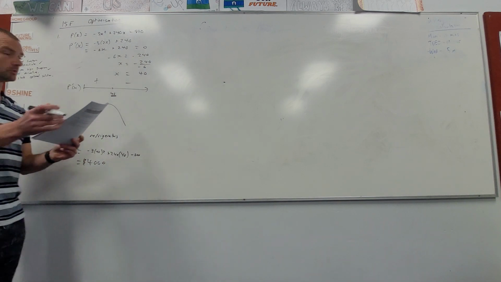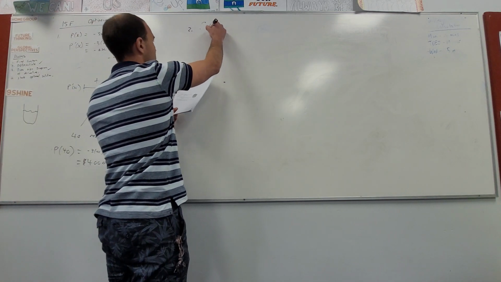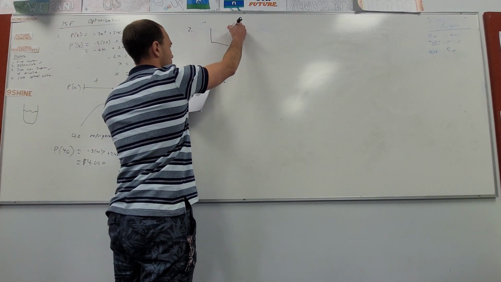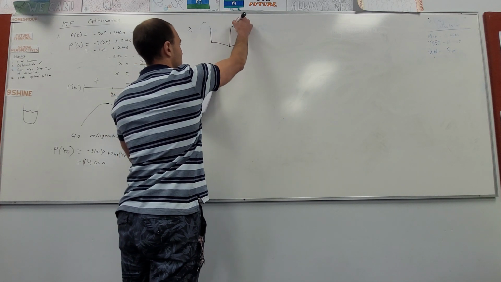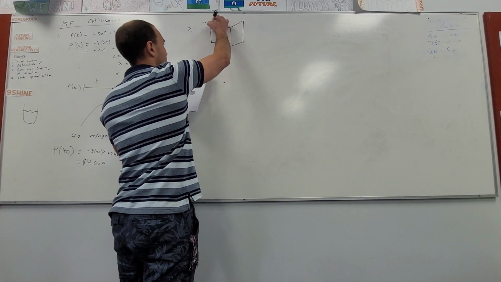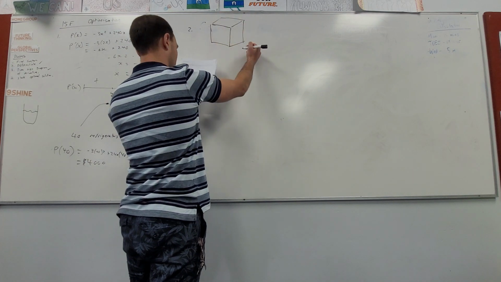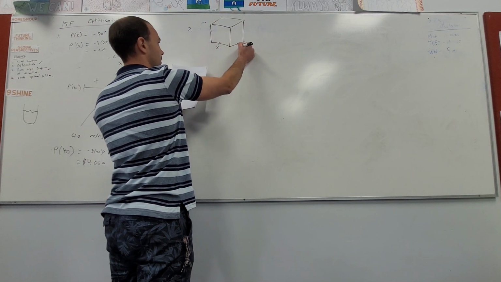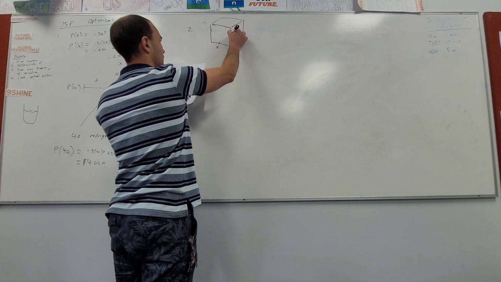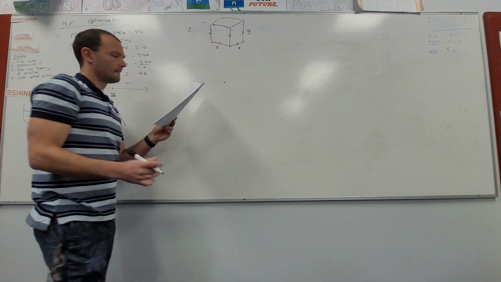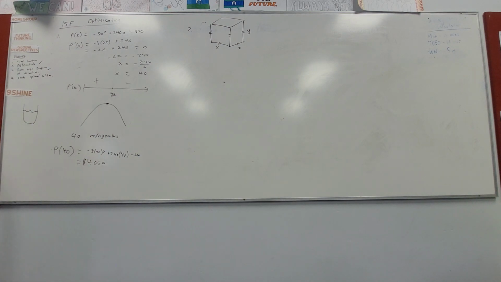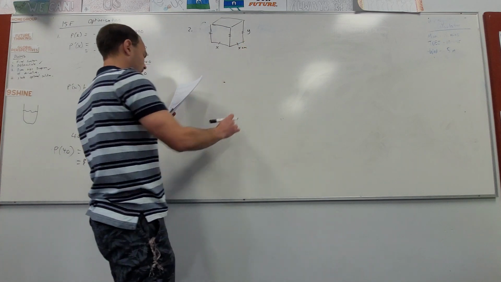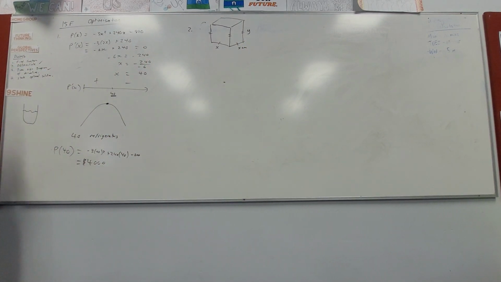Okay, question 2. All right, so we've got here a box. And we've got x, these are equal, the base is equal, and we've got y. Okay, a 2-litre box, and these lengths here are centimetres. Explain why y equals 2,000 on x squared. So this is one where we have to develop the equation ourselves.